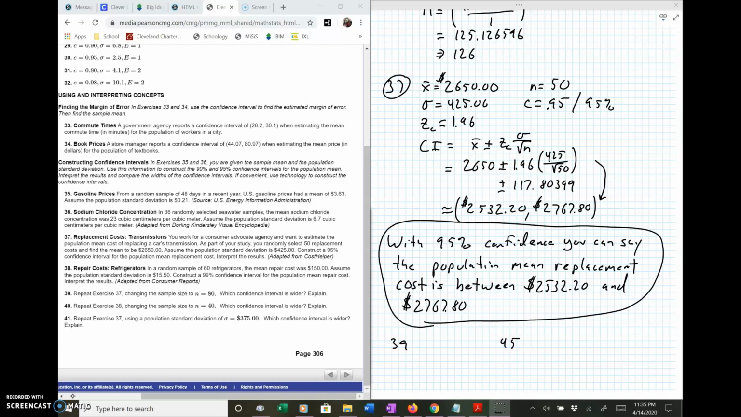45, you got to use your calculator to find your x bar, your sample mean from those numbers there. And use the sigma they give you, not the sigma that comes up on your calculator. Use the 4.3 they give you in the problem.